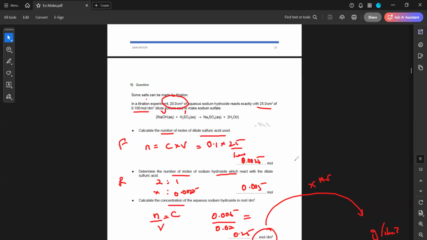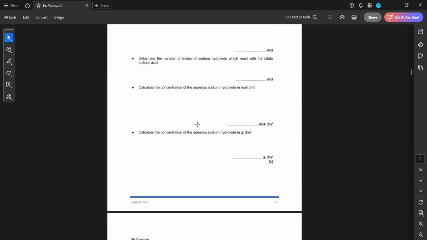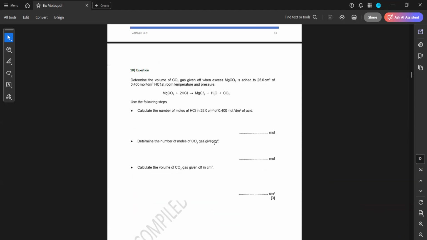So what is the molar mass of sodium hydroxide? Sodium is 23, oxygen is 16, and hydrogen is 1, so it's 40. So 0.25 multiplied by 40, we'll get 10 grams per decimeter cube. So the concentration from mole per dm cube to gram per dm cube, we always multiply by the molar mass.